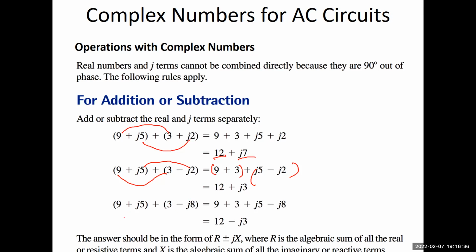So 9 and 3 is 12, and J5 minus J2 is 3. And that is the same with the third term.